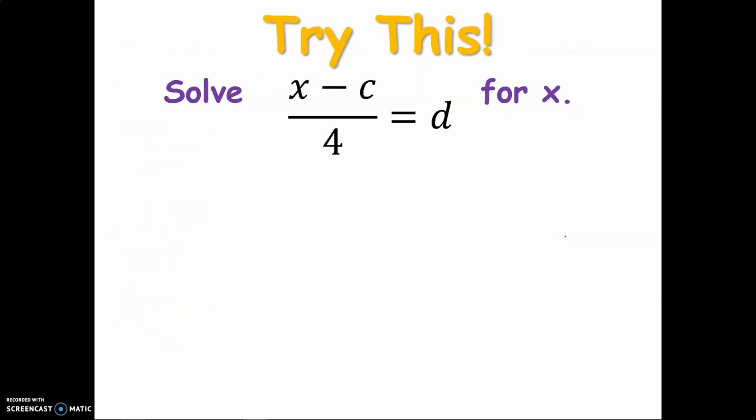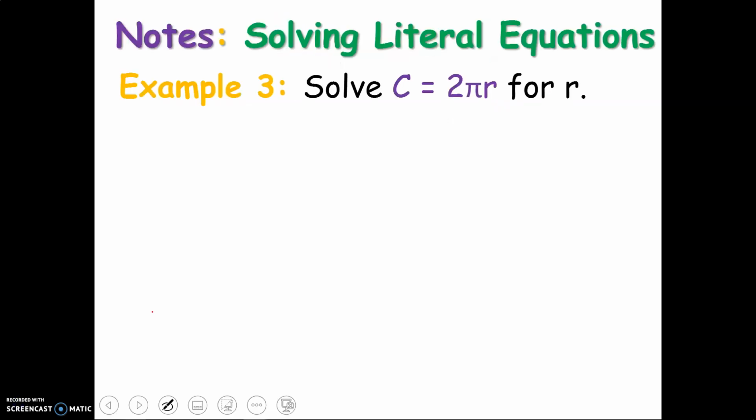Go ahead and try this one. x minus c, divided by 4, is equal to d. Solve it for x. Pause the video, give it a try. Check in with a neighbor or with the teacher. Let's look at one more example.